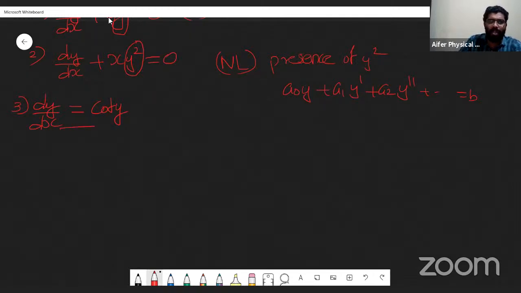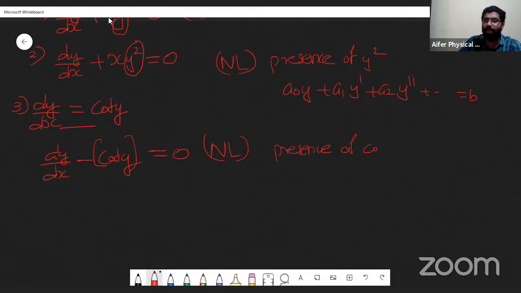If you rearrange, we get dy by dx minus cot y equal to 0. The coefficients are either constants or functions of the independent variable. Now you have a function of the dependent variable here. So this is again a non-linear differential equation because of the presence of cot y. That makes it non-linear.